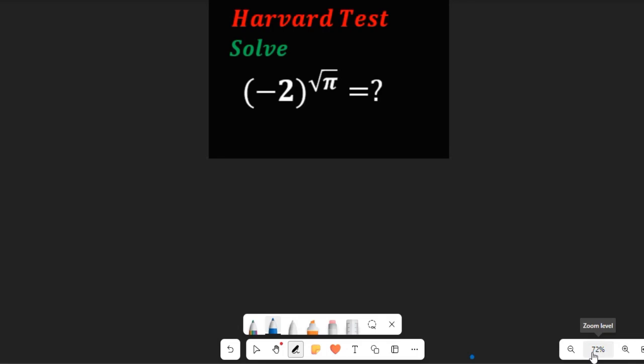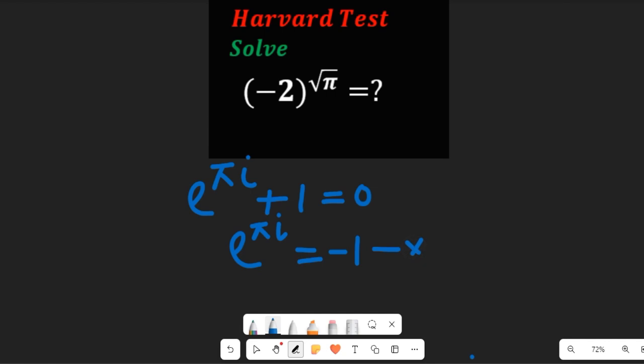Let us solve this expression using the Euler formula. From the Euler formula, we'll find out that if we have the exponent of pi j, plus 1 will be equal to 0, right? Now, that expression with exponent of pi j is equal to negative 1, we can take this as an expression and then simplify.